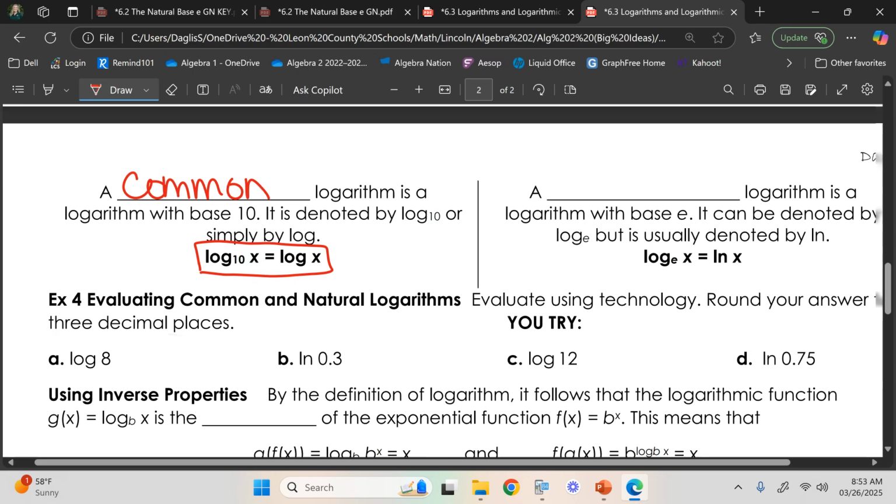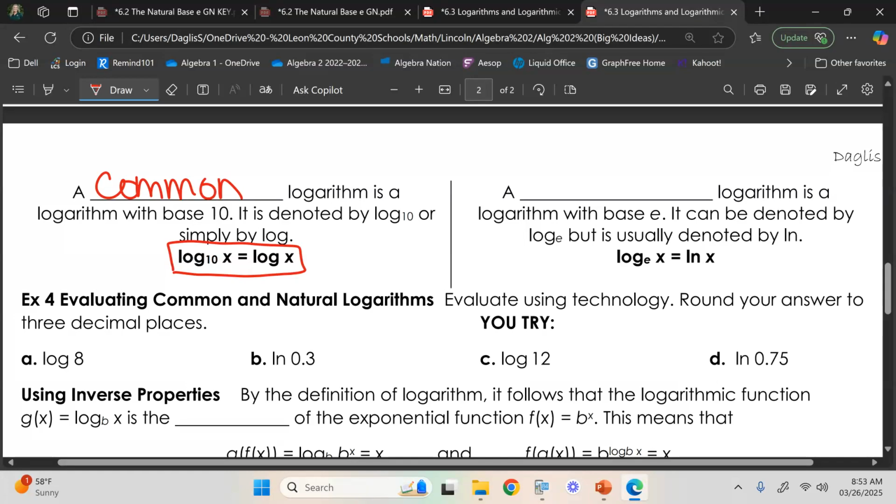Our other special log is your other button, which we've actually already pushed. Remember we pushed it to get the E? The natural base E for 6-2? This is called a natural logarithm, so they go together. A natural logarithm has a base of E. So you might see it as log base E of x, but the most common way to see it is ln, the natural log. And that button is next, I believe it's next to your 4, and then log is above that.